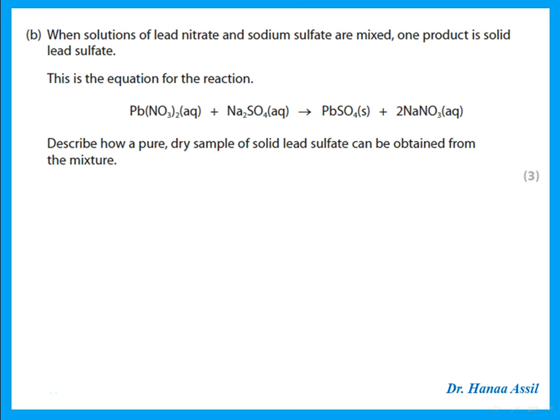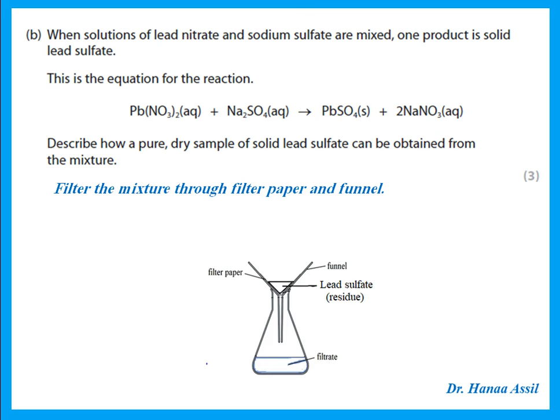So he already added lead nitrate to sodium sulfate. He got a solid, that means he got a precipitate of lead sulfate. What should he do to separate that and get a dry sample of that solid? Well, if we have a precipitate in a mixture, to separate it, we need to do filtration. So filter the mixture through filter paper and funnel.